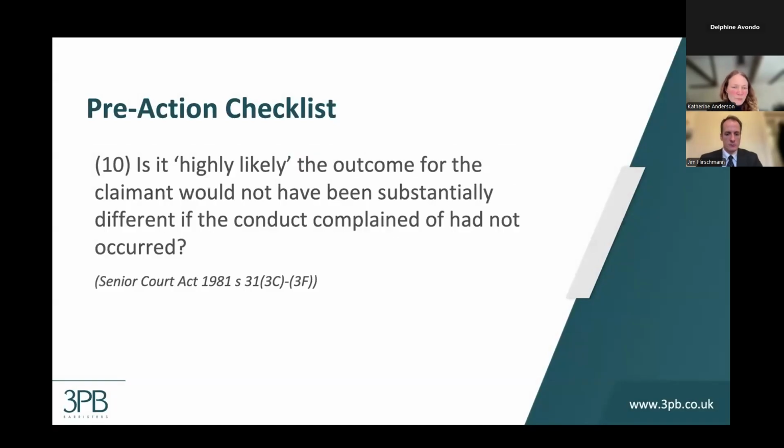Another question which you need to ask and answer is, is it highly likely that the outcome for the claimant would not have been substantially different if the conduct complained of hadn't occurred? You might have a situation, and again, using an example from the SEN framework, supposing it's being said that a block of speech and language therapy, which was specified in the EHC plan, hasn't been put in place. But it may be that the child, for other reasons, for a deterioration of health, wouldn't have been able to access that in any event. And you may say, therefore, that yes, that hasn't been secured, but it would come to a different outcome, in fact.